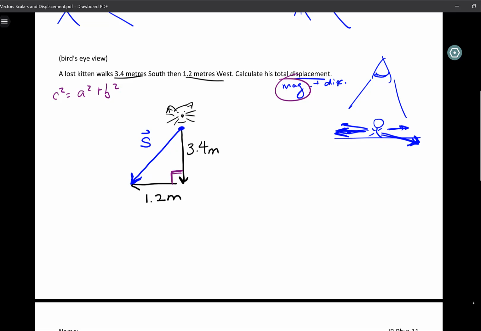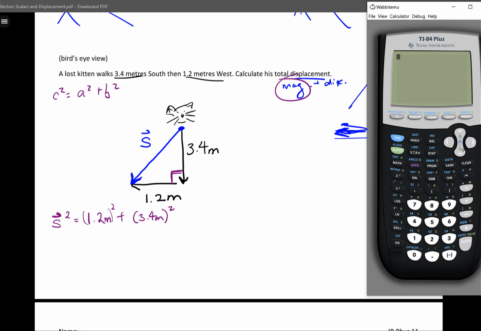Okay, so then let's substitute everything into our Pythagoras theorem. So we have S, and that little arrow up there, sorry I didn't explain this earlier, I use that to denote that this is a vector and not a scalar. That little hat looking thing that looks like half of an arrow. So we have S squared is equal to one side of the triangle, 1.2 meters squared, plus 3.4 meters squared.